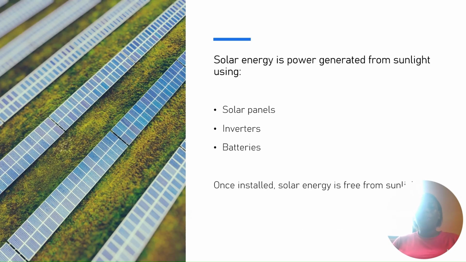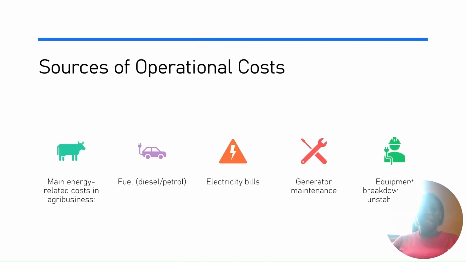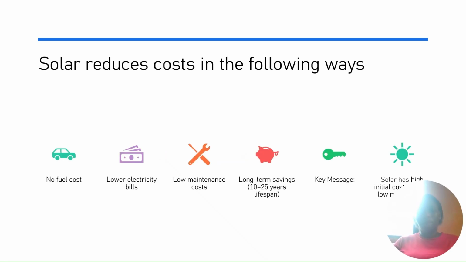Solar is generated from sunlight using solar panels, inverters, and batteries. Once it's installed, it's only the sunlight that it needs. Some sources of operational costs that are eliminated using solar: the main energy related costs in agribusinesses are the fuel costs, electricity bills, generator maintenance, and some equipment that may break down.